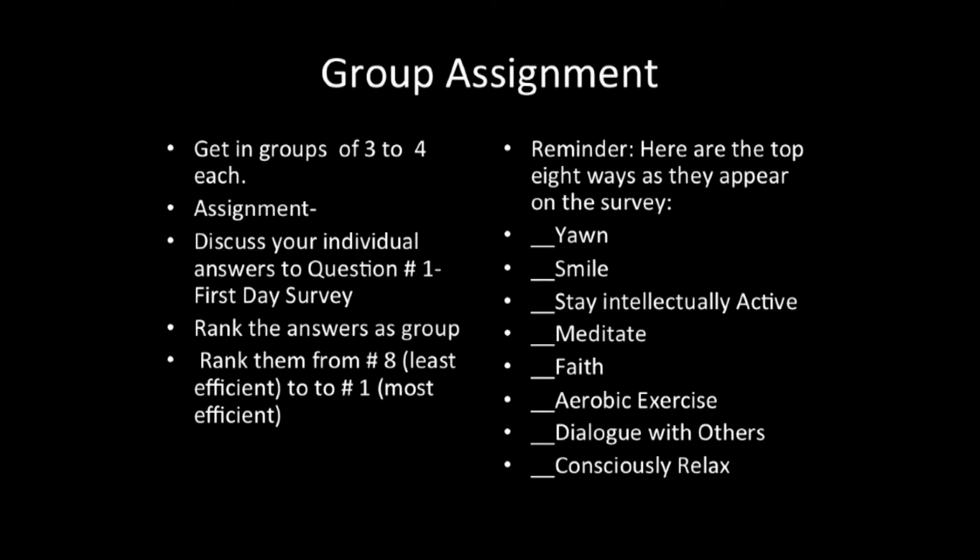You will get in groups to discuss your answers to the first question on the survey, which is 8 ways to help your brain function more efficiently. Discuss your answers together and decide on a final group ranking of the 8. Put number 8 first and go backwards to number 1. You will have 5 minutes for this group work.